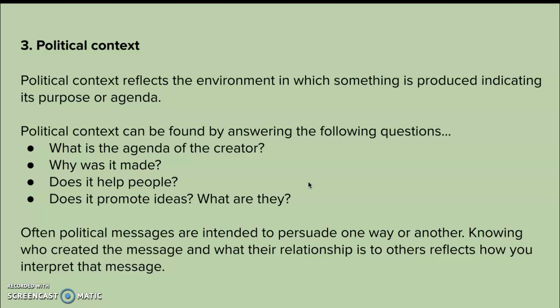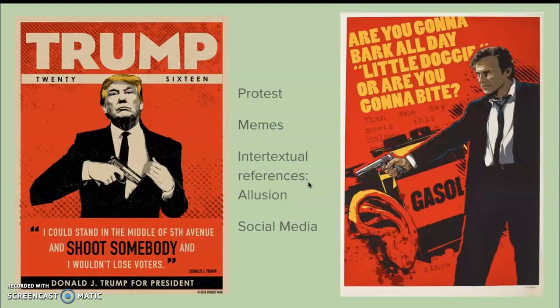You can pause this slide now so that you can write down some notes. A good example of a political agenda here is this meme that we found about Trump, done in his first election campaign, so 2016, and he quotes here, "I could stand in the middle of Fifth Avenue and shoot somebody and I wouldn't lose voters," which was an actual quote from Trump.